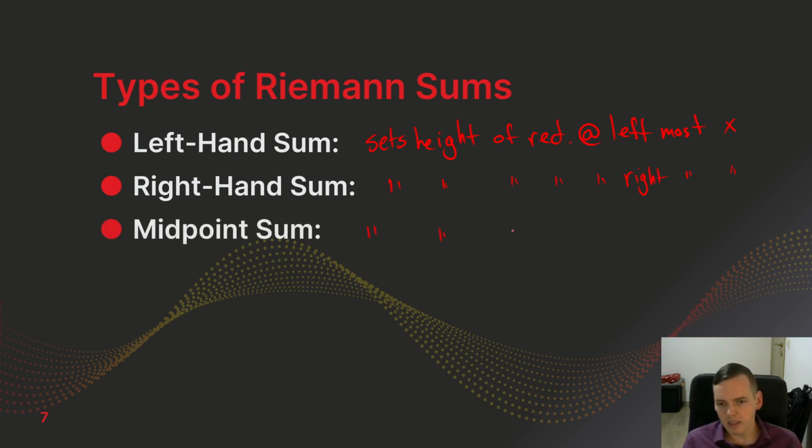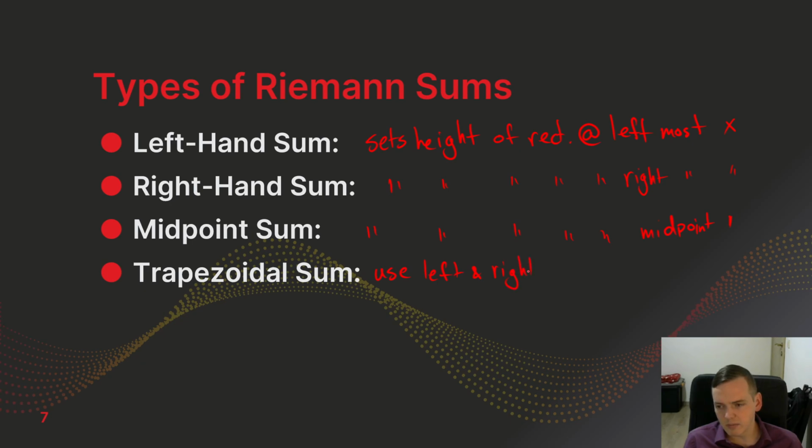Midpoint is the same idea, but instead of choosing the left side or the right side, you pick the number halfway between the left and right side. Trapezoidal sum is a little bit different. You use left and right values to make a trapezoid, which, if you're wondering, effectively averages them.